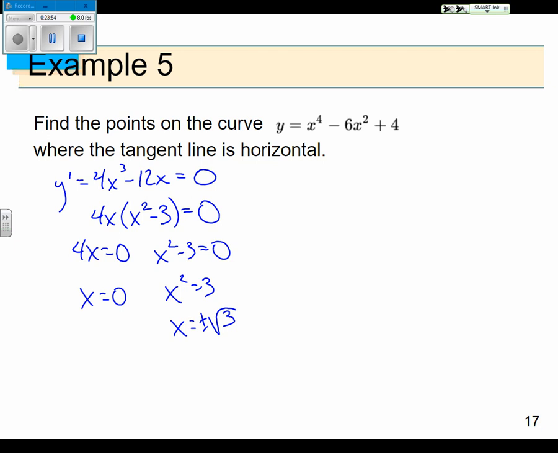Well, did we answer the question? All right, what's the points? I'm willing to bet I need to set this up and find each one. All right.